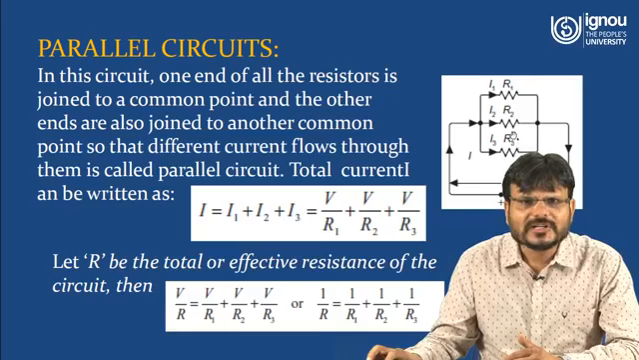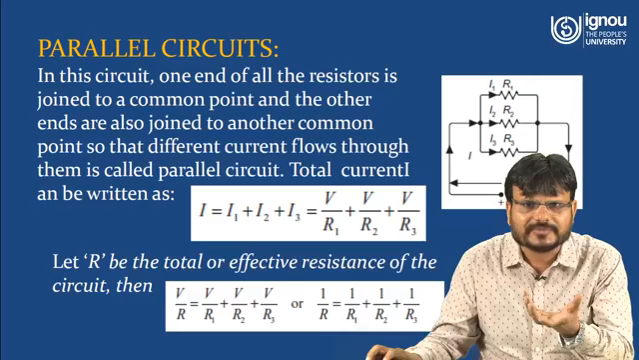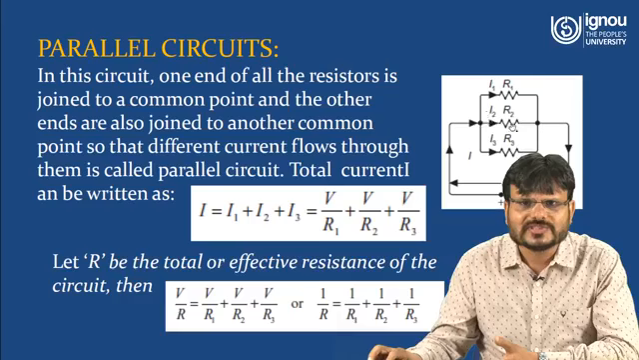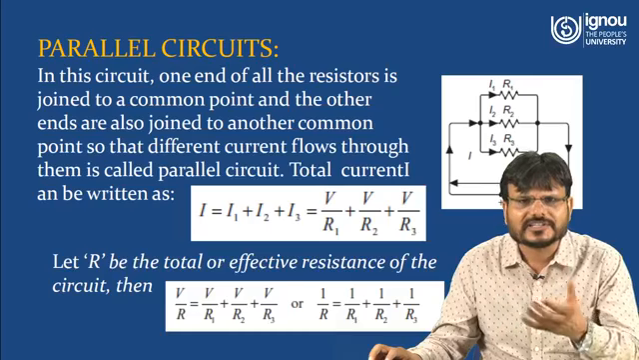So what will be the current I1, because all this V is connected across R1, R2 and R3. So the voltage applied across all the resistances is the same. So I1 is equal to what? This V divided by R1, and the current I2 flowing through this resistance is equal to what? Voltage V divided by R2. Similarly, current I3 is equal to what? V upon R3.